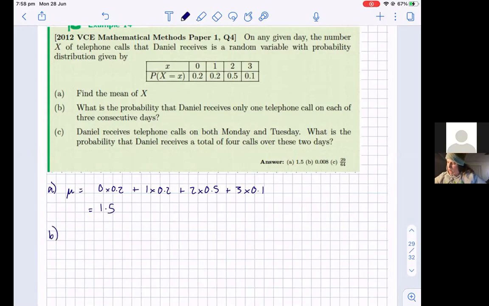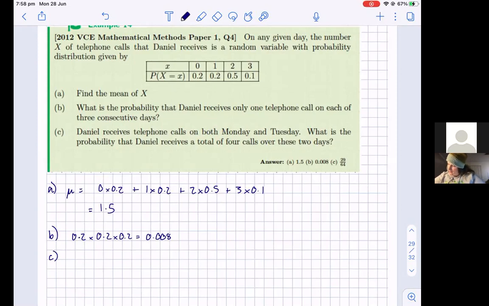Probability that he receives only 1 telephone call on each of the 3 consecutive days. Well, we've got the 0.2 for each day. Comes to 0.008.